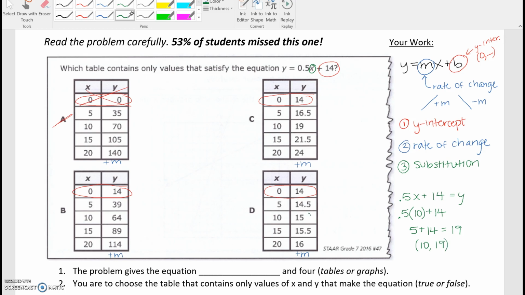So this is x and 10 and 15. This is 10 and 64. Here is 10 and 19. So my answer is C.